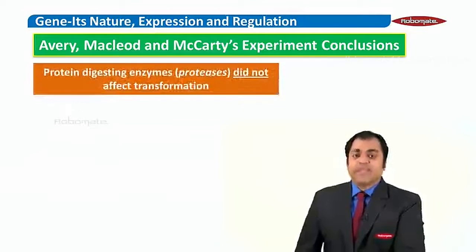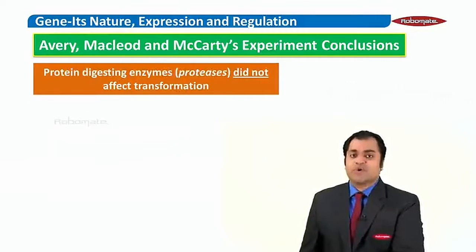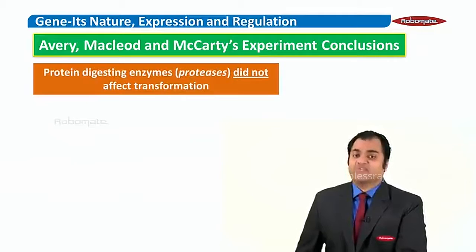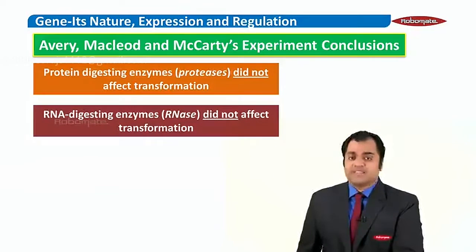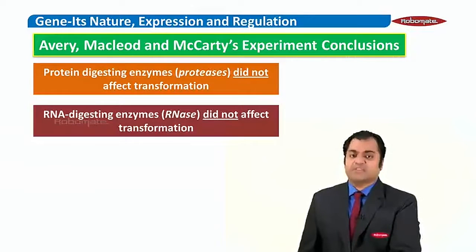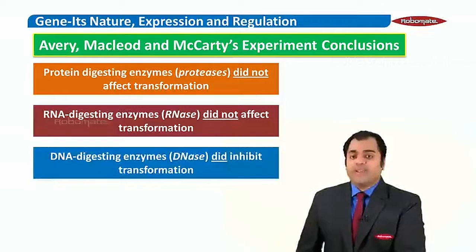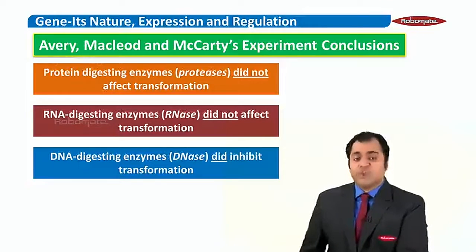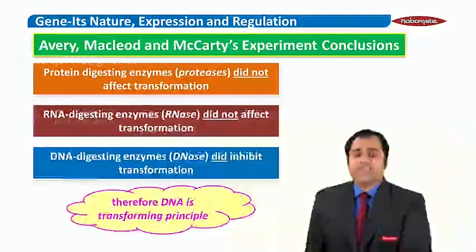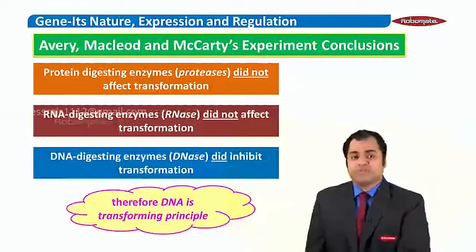They concluded that protein digesting enzymes or proteases did not affect the transformation. Then RNA digesting enzymes or RNases also did not affect transformation. But only when DNA digesting enzymes or DNases were added did they inhibit transformation, which goes on to prove that DNA is the transforming principle.